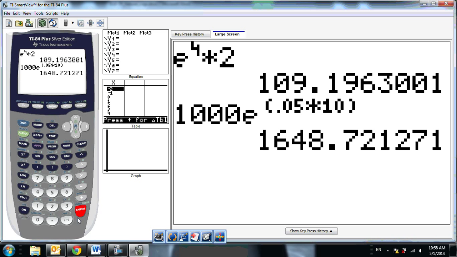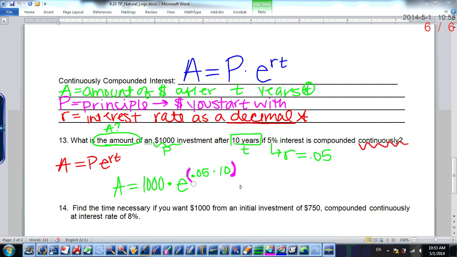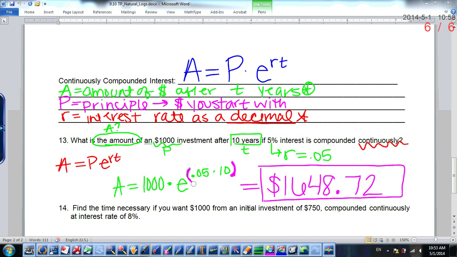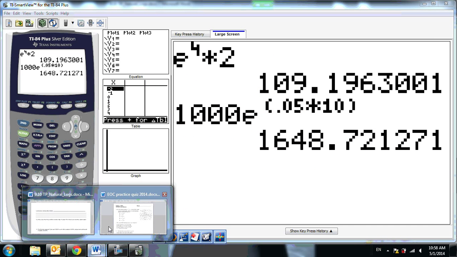What do we get? Good. Now, when we're talking about money, are we going to round to the thousands? No, what are we going to round to? The hundreds, because we're dealing with dollars and cents. So this gives us $1,648.72. Any questions on getting that? Okay? All right. Let's look at the last one.